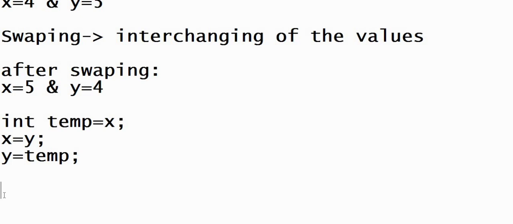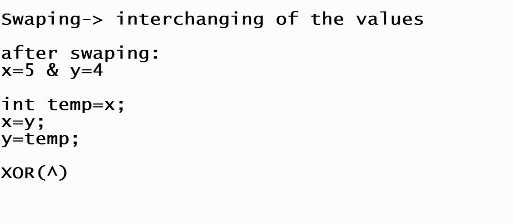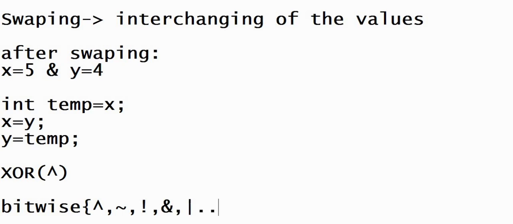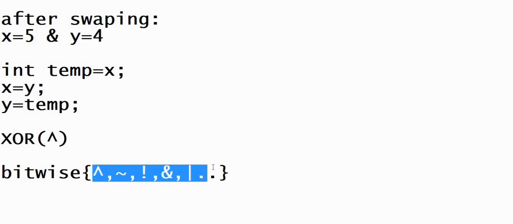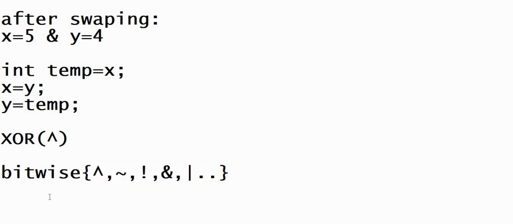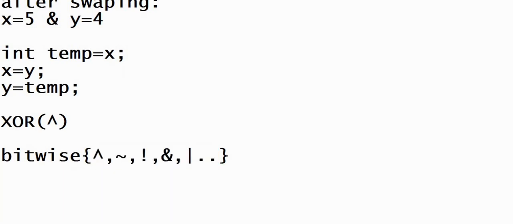The main logic involved is XOR, which is this operator. It is one of the bitwise operators. Some of the bitwise operators are XOR, bitwise negation, bitwise AND, bitwise OR, and some others. A big, complex program can be turned into a much smaller solution using any of these bitwise operators. So let us see how to implement the logic for this program.